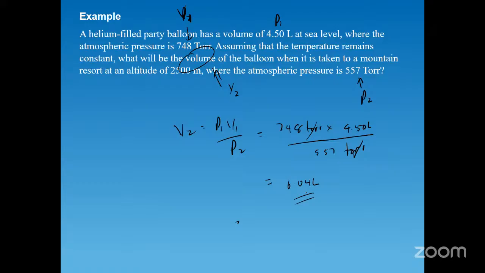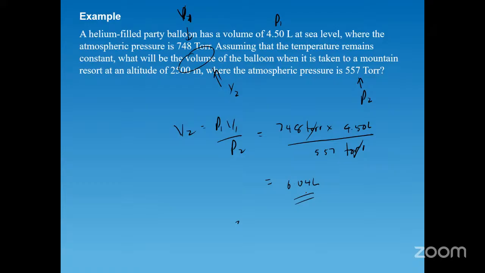And it doesn't matter. So for example, the volume could be in liters, it could be in milliliters, it could be in gallons, it doesn't matter. And the pressure, it could be in atmospheres, or it could be in millimeters mercury, or it could be in torrs. As long as the pressure units are the same on both sides, and the volume units are the same on both sides, right?